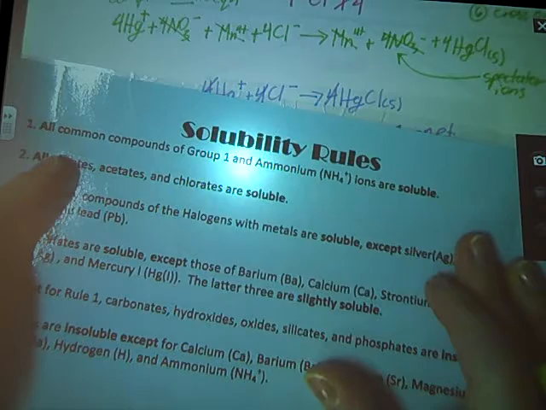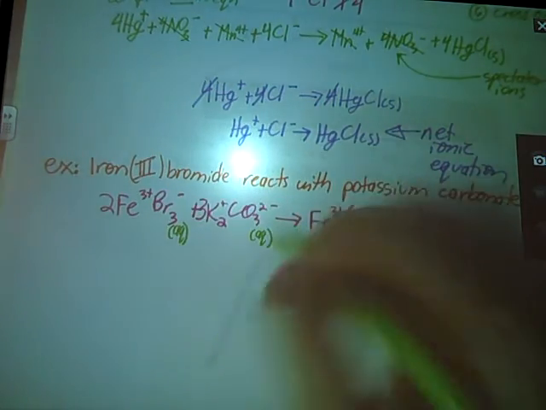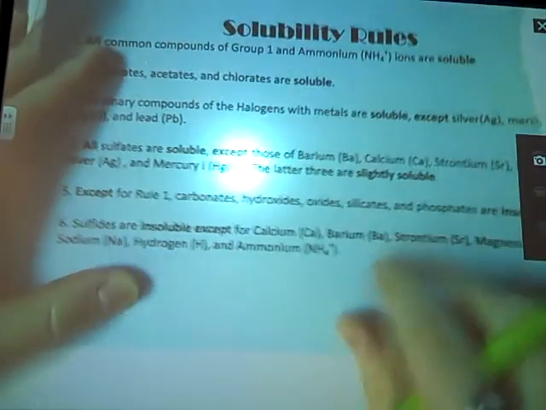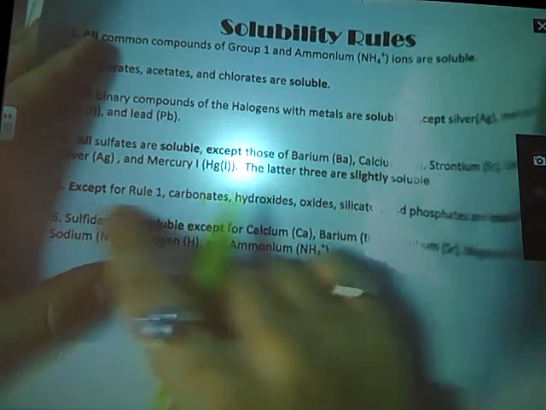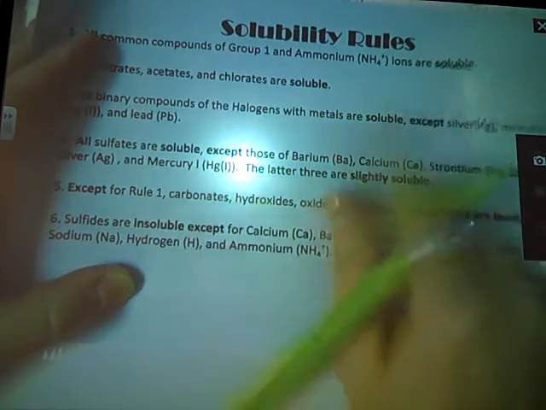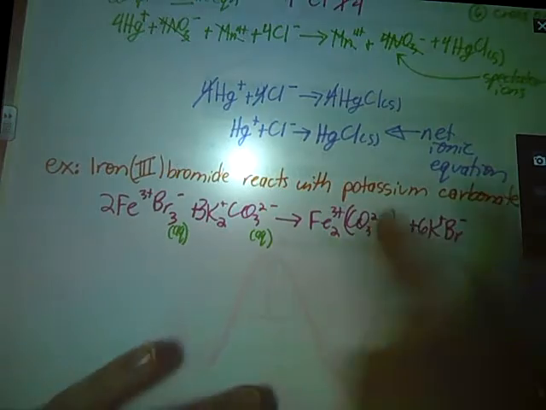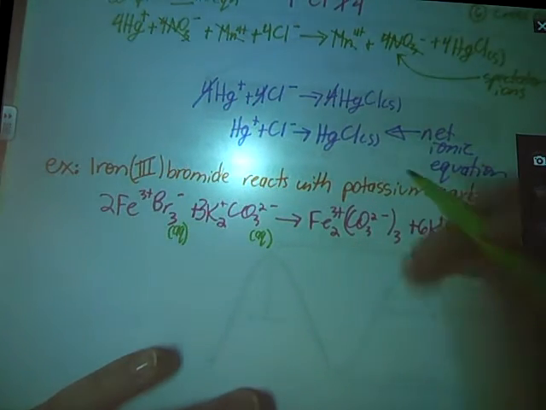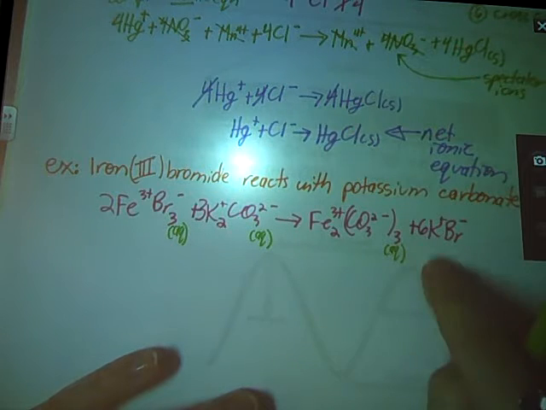Next, potassium carbonate. All common compounds of group 1 with ammonia are soluble. Yay. Even though Rule 5 says that all carbonates are insoluble, it says except for Rule 1. So this rule still holds the final say. On the other side, iron carbonate. Now Rule 5 is important. That carbonate, not soluble.